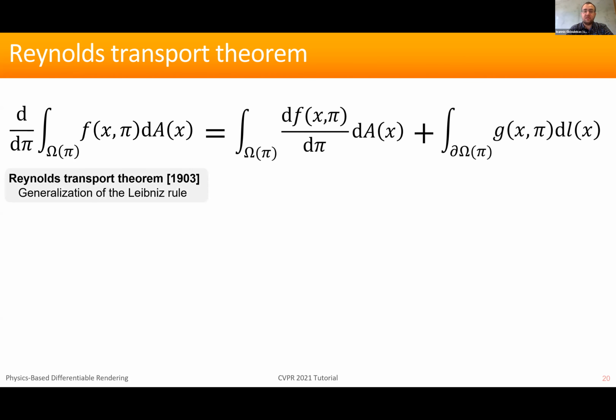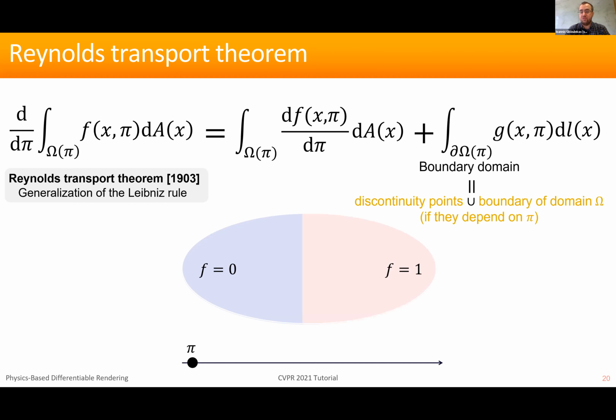It says that this derivative can be written again as the sum of two integrals, where the second integral is over a domain that includes discontinuity points in our integrand that depend on the parameter we differentiate with respect to, and the boundary of the domain that we're integrating over. Very similar to the Leibniz rule, this boundary domain corresponds to exactly the two terms that we had in the case of the Leibniz rule.